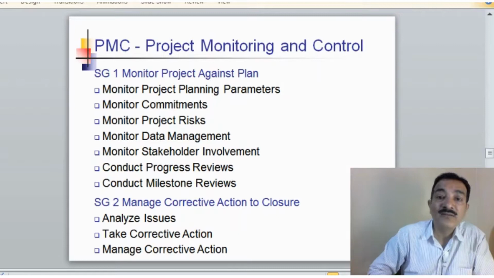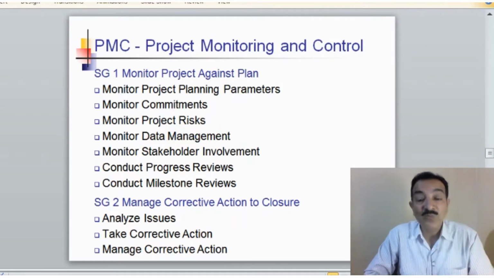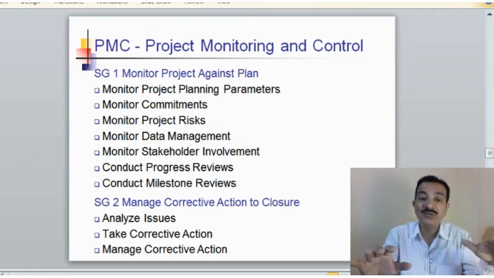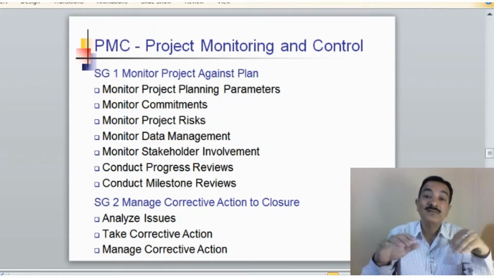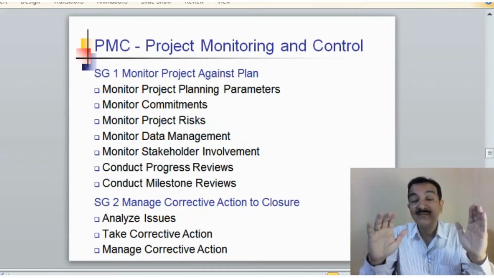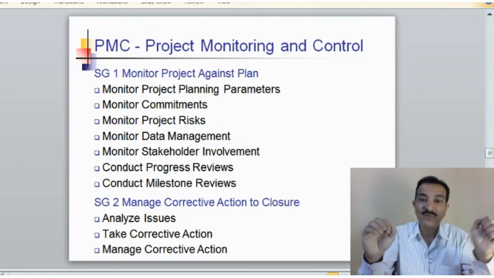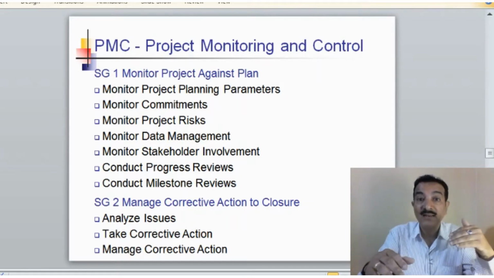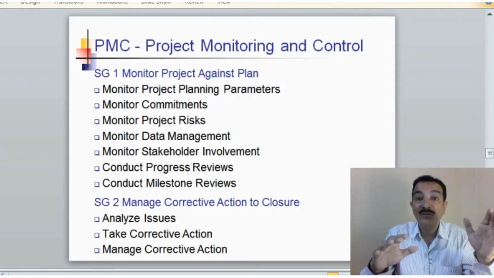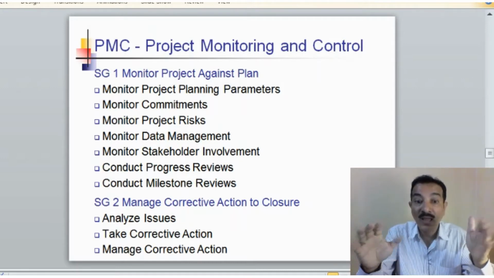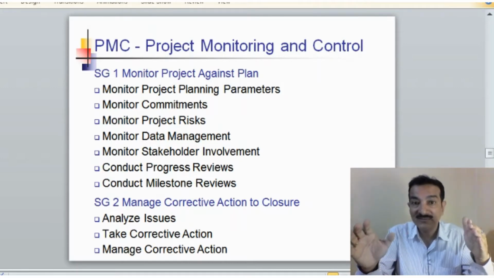Project monitoring and control. Once you have planned the project, then you want to ensure whether the project is being executed as planned. So you will have to monitor for that and control. So if something has gone wrong, you will have to take corrective actions.